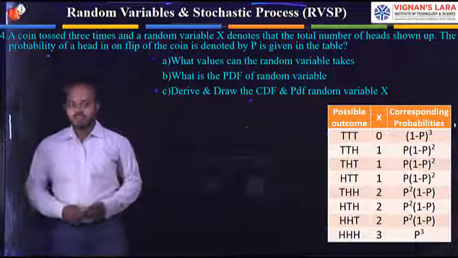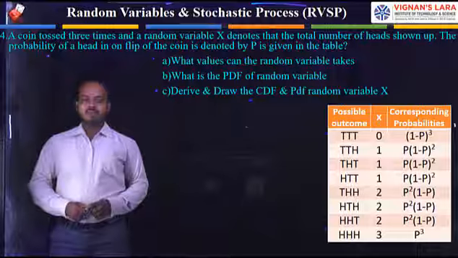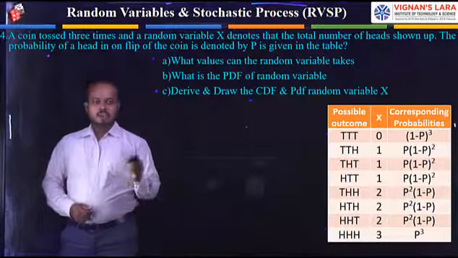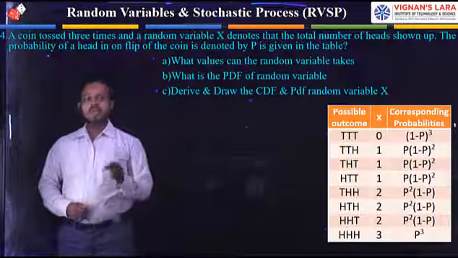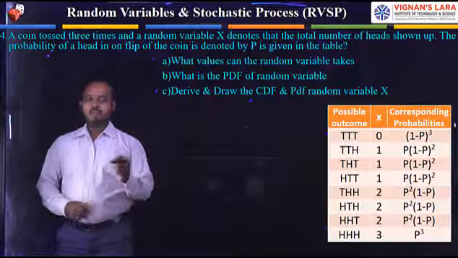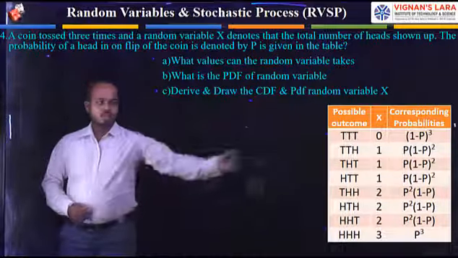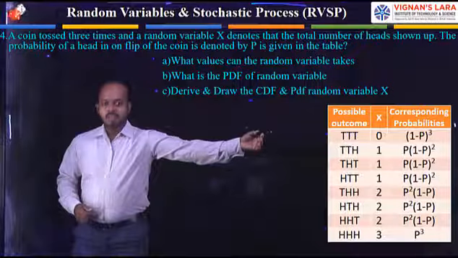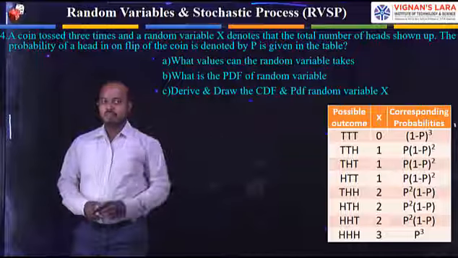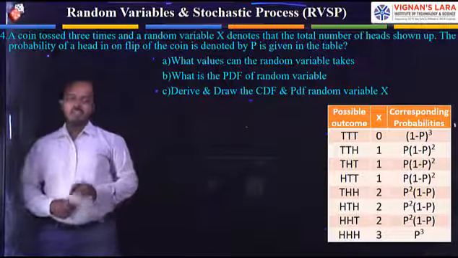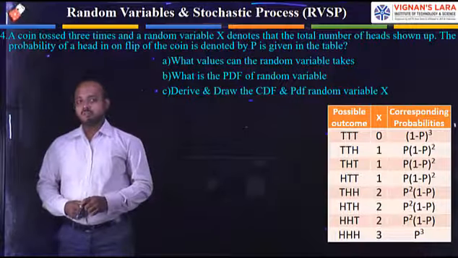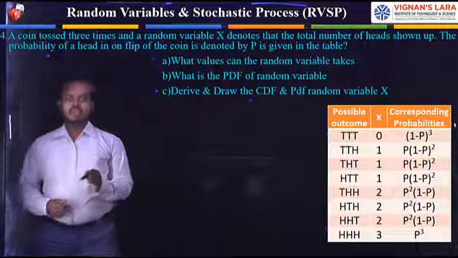In this problem, a coin is tossed 3 times and a random variable X denotes the total number of heads shown up. The probability of a head on a flip of a coin is denoted by p. It is given in the table. In the table, he is mentioning that the head is denoted by p. But here he is asking, the first point is, what are the values the random variable can take?